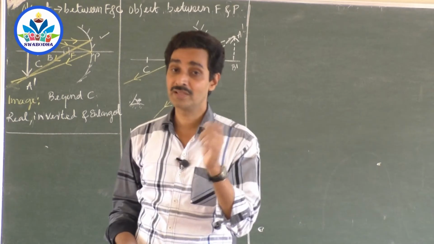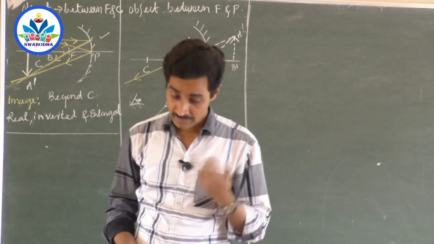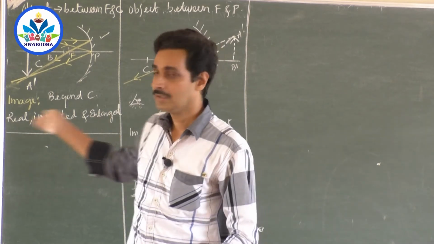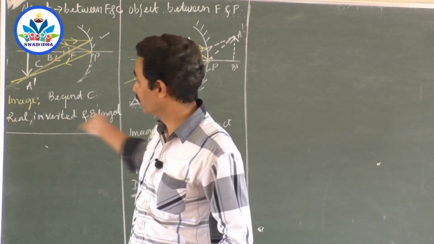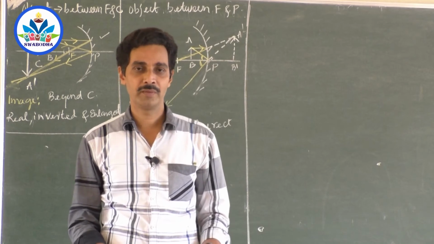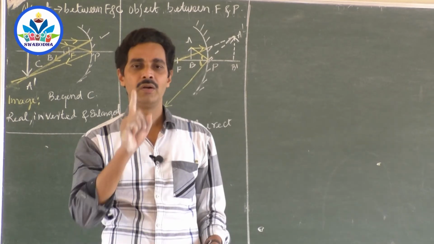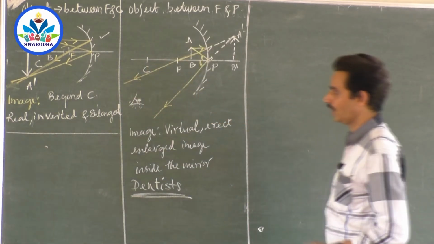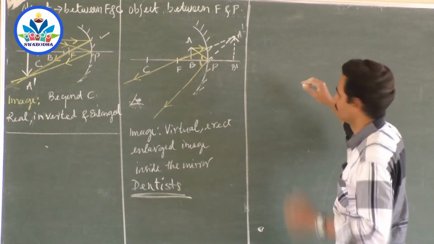And you have to give special thanks to convex mirror. Do you ask me why? Concave mirror forms so many types of images, but convex mirror forms only one type of image. What is that? So shall we discuss it now? Then we will go to the next part.